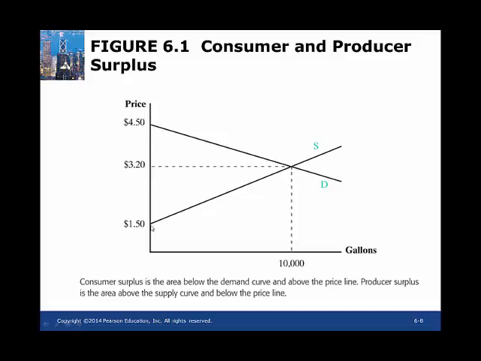Each point on the supply curve shows the seller's cost. And market price shows the actual amount received by the seller. So the area of producer surplus is below the market price, above the supply curve. And you can see here producers are happy because they make more than their cost.